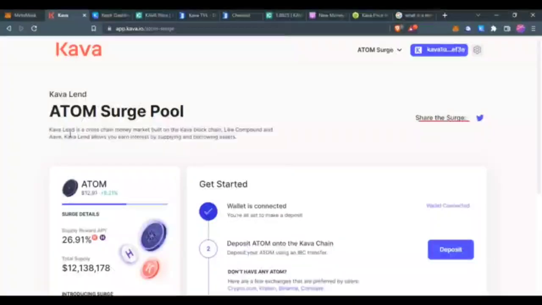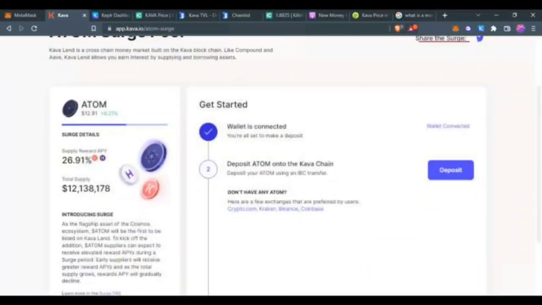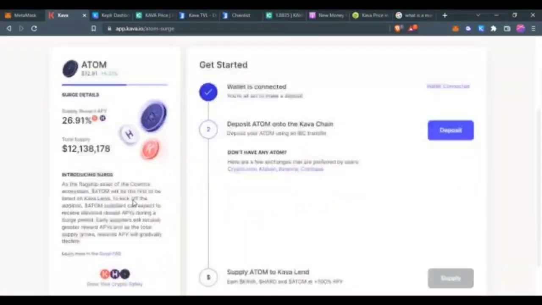So the Atom Surge pool is Kava, a cross-chain money market built on Kava chain like Compound and Aave. Kava allows you to earn interest while supplying and borrowing assets. So now what we're going to do here is deposit the Cosmos coin from the Cosmos network over to the Kava chain using an IBC transfer. And that was the last update you were looking at on the YouTube channel, which was Kava 9, which has since been presented.